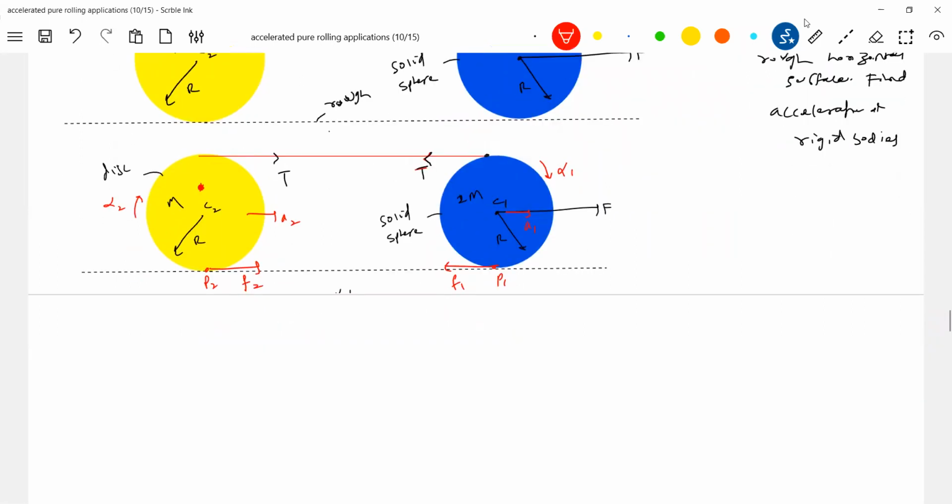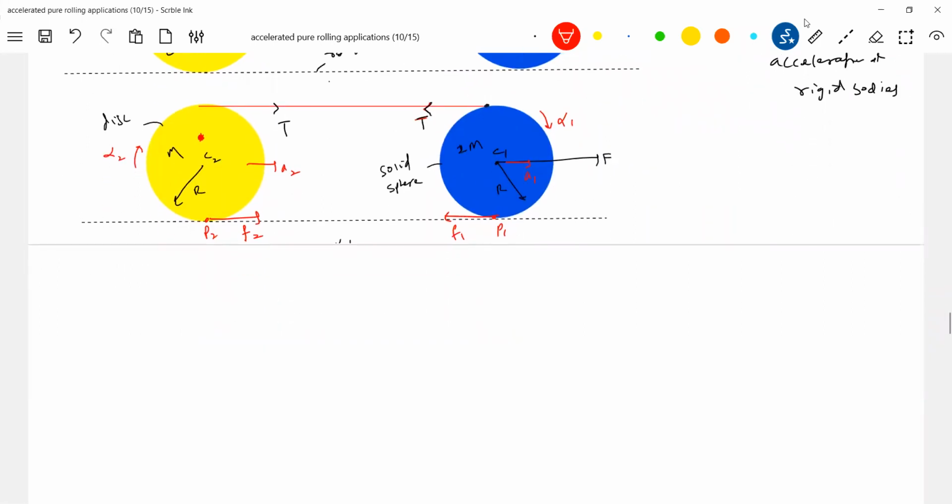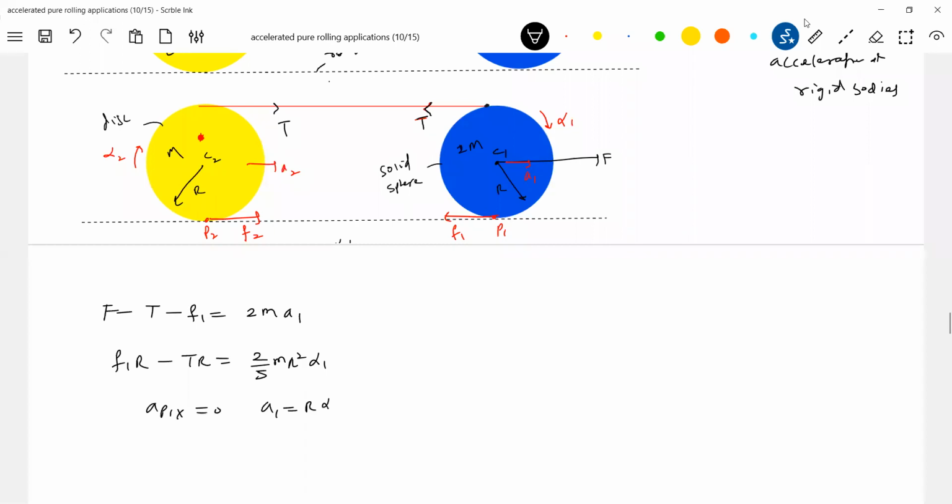First, what are all the forces that will be acting here? Translative motion will describe F minus T minus F1 equal to 2m into A1. Then rotative motion, F into R minus T into R. It is a solid sphere, 2 by 5 mR square alpha 1. Condition for pure rolling, acceleration of point P1 along the x-axis must be 0. So A1 equal to R alpha 1.